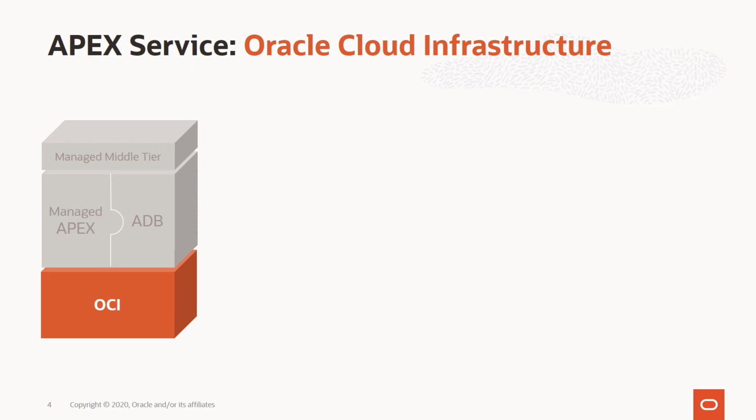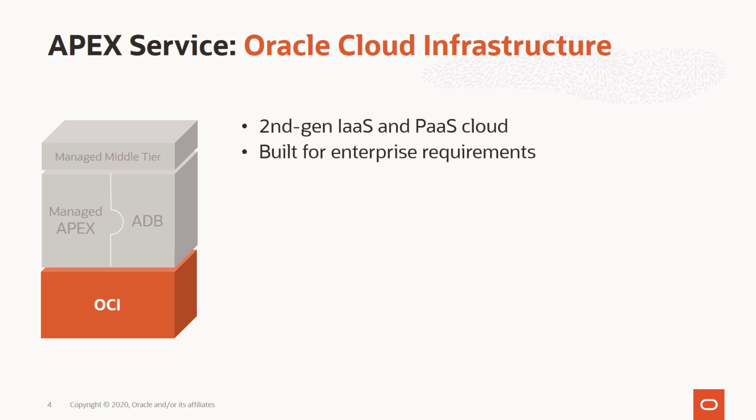Starting at the bottom of the stack is Oracle's second generation Infrastructure as a Service and Platform as a Service cloud, which we call Oracle Cloud Infrastructure. It's built from the ground up for enterprises seeking high performance, low costs, strong security, and easy cloud migration. For our purposes, OCI is what gives Apex Service a solid and easy-to-use control plane.